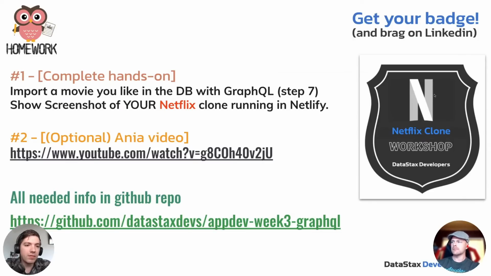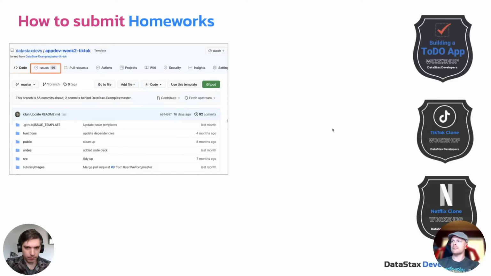And then we have an optional part of the homework. This is not graded for the badge or anything, but we really recommend watching that Anya video, and that's linked in the repo, at the bottom there. And as we said, our GitHub repo is always available, even outside of our workshop times. You can go through that and reference it for your homework, and also for the links to the video.